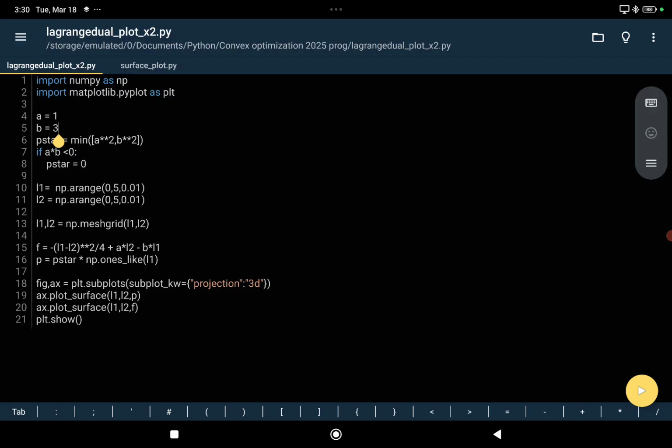So say a is equal to 1 and b is equal to 3. What is the minimum value equal to for the primal optimization problem? 1. All right. And I'll also plot g of lambda 1, lambda 2 for this particular a and b.